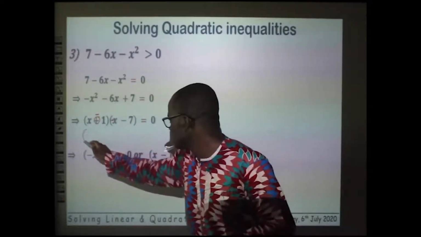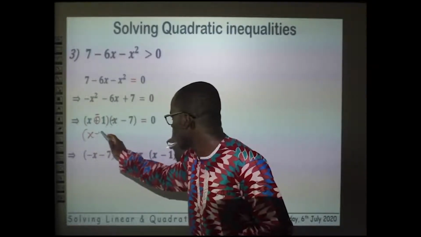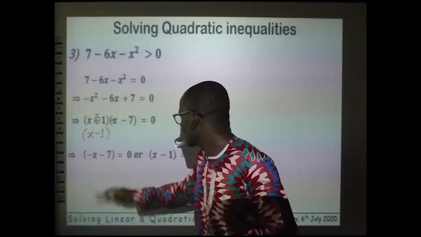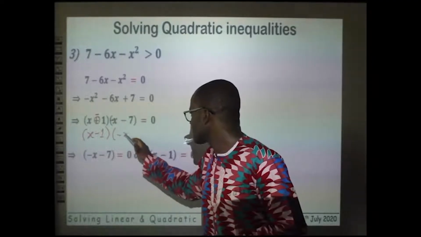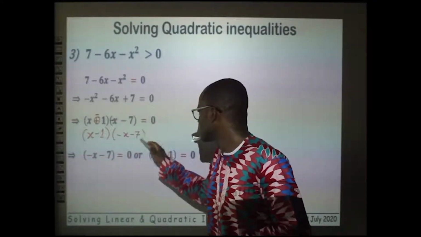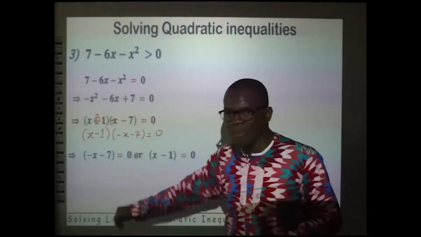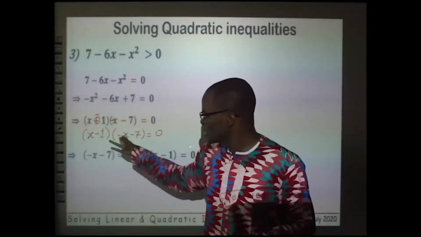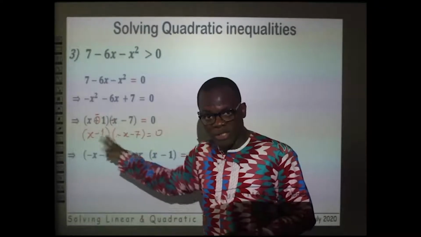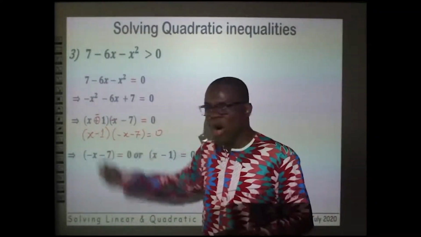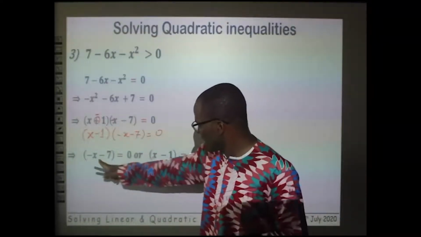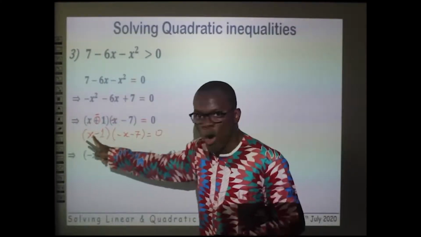So this should actually be x minus 1 and minus x minus 7 is equal to 0. Okay, and so when you break them up, it doesn't matter which of these you write first. It can either be this or that. So if you put this first, you have minus x minus 7 is equal to 0, or x minus 1 is equal to 0.